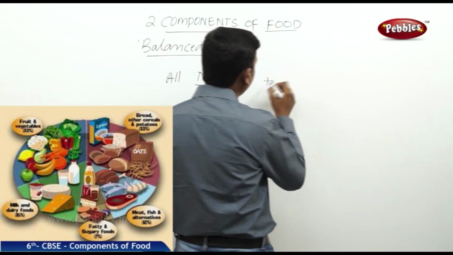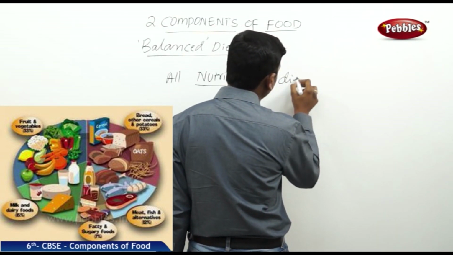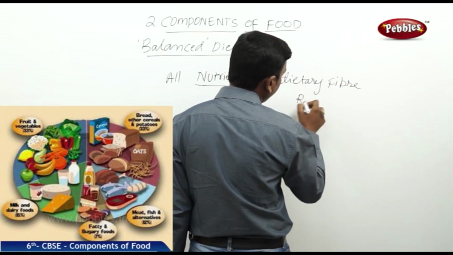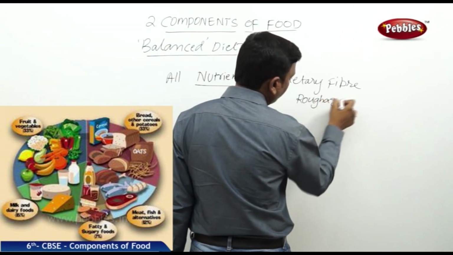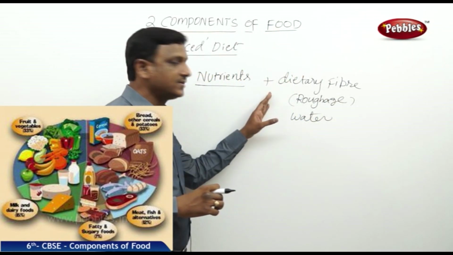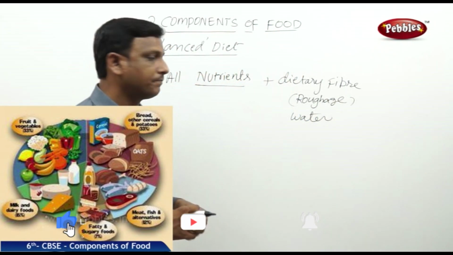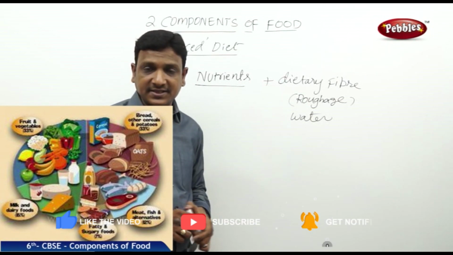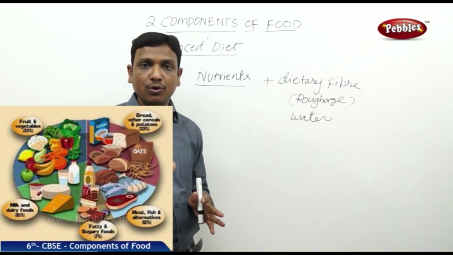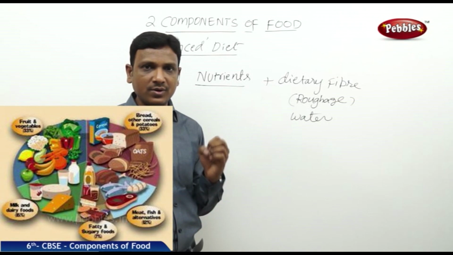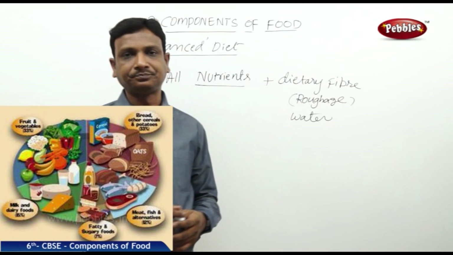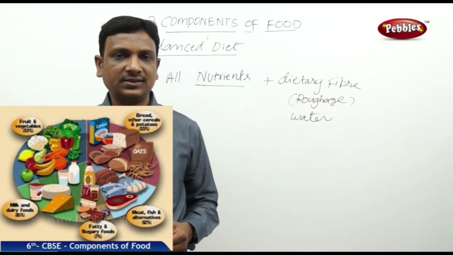Along with that, your diet should have a proper amount of dietary fiber, or roughage, plus water. These two things also should be included in your balanced diet. Without dietary fibers, even though you take food items which contain all the nutrients, there will be no proper digestion. So to get good digestion in your digestive system, you need to have dietary fibers and water. That is a balanced diet, right?